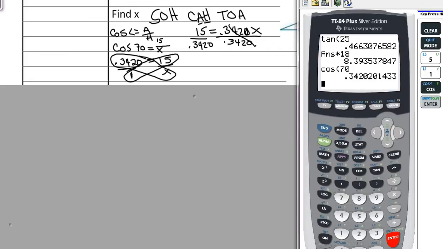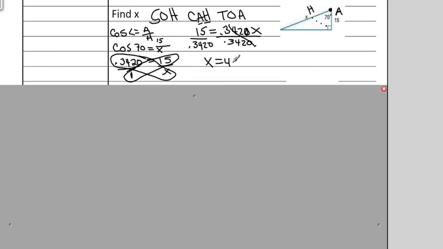So I do 15 divided by 0.3420. And that will give me x is 43.9 for this side right here. And it's the hypotenuse and it's bigger than the 15, so at least we know we're on the right track.